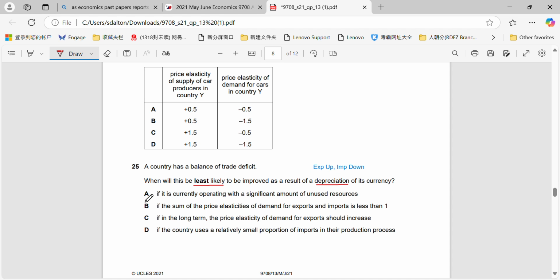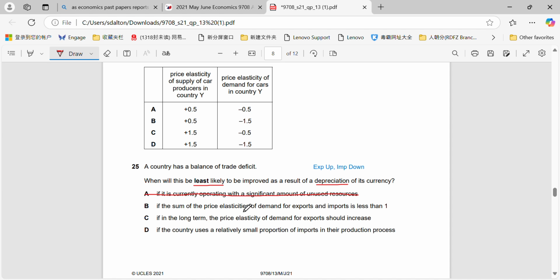But if a country is operating with a significant amount of unused resources, we have a lot of spare capacity, and then the depreciation is unlikely to have a significant effect because we're still going to try and address the levels of capacity, and it's going to take a long time in order to do so.